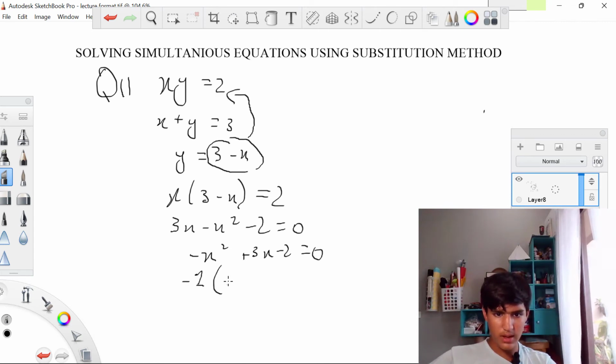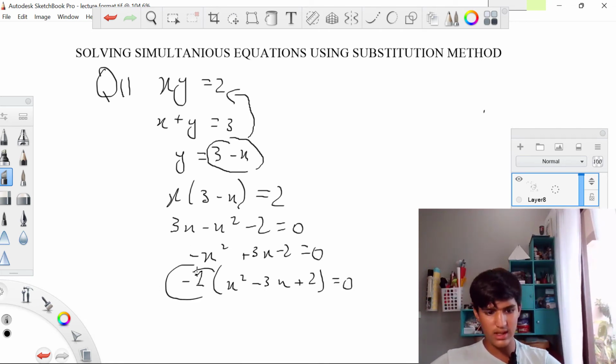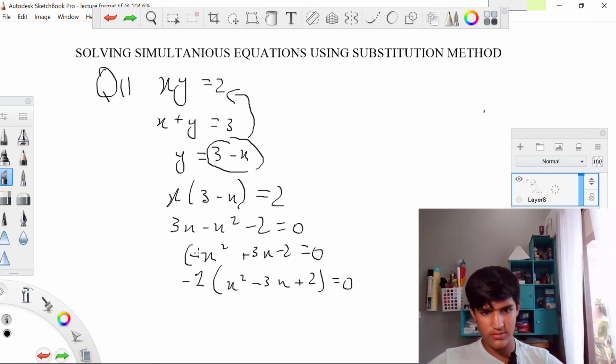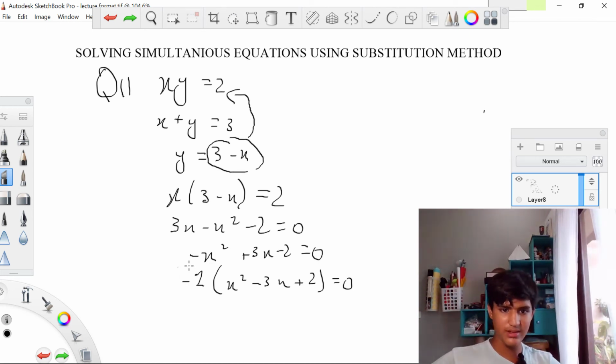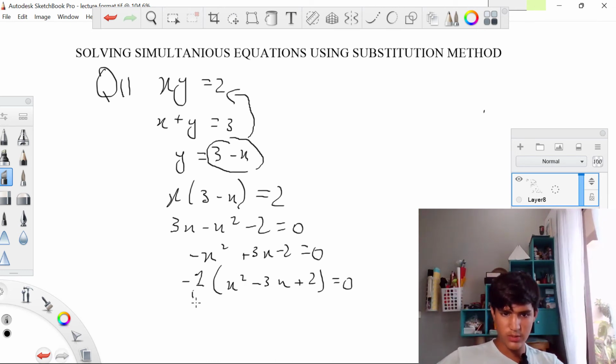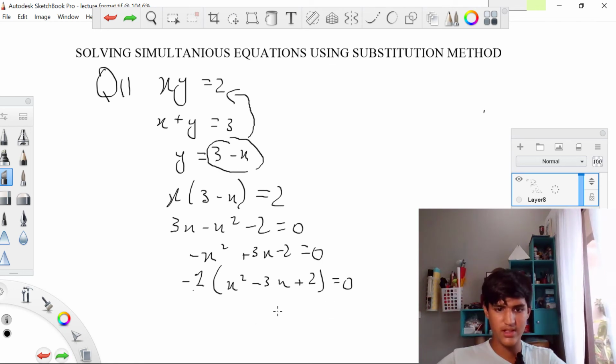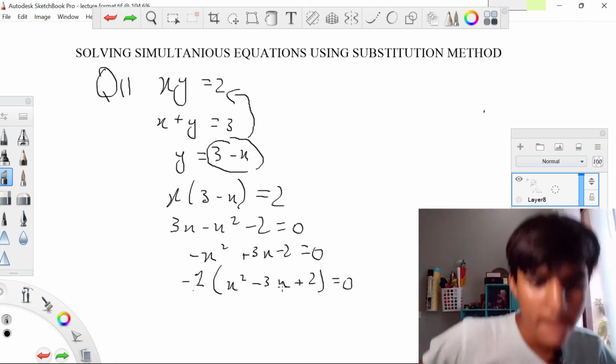Taking minus 1 common, x squared minus 3x plus 2. Actually, the aim of taking minus 1 common is to remove the minus sign from the coefficient of x squared. So it's multiplying with all these numbers here. So we're going to take it there and divide it by 0. So 0 divided by minus 1 is 0.